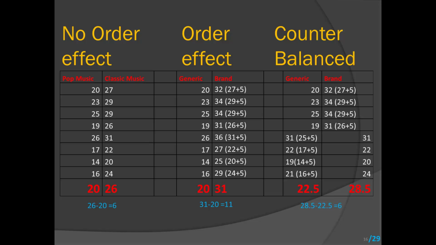And the way it works is that for half of the participants we use the generic medicine first and the brand medicine later, and for the other half we use the brand medicine first and the generic medicine later. This way we counterbalance the 5-point carryover effect between the two groups.